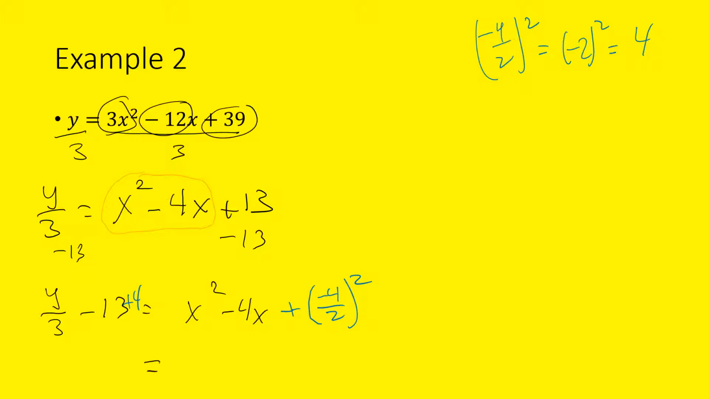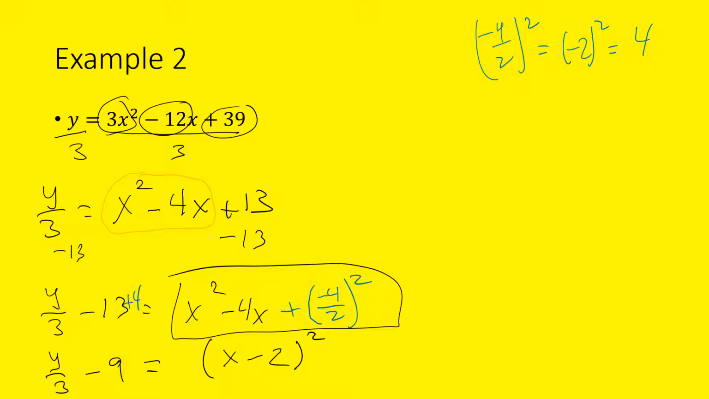So the left side now becomes y divided by 3 minus 9, because negative 13 plus 4 is a net result of negative 9. And on the right side, the quantity in the square will be x minus 2, that quantity being squared, and that'll give us this right here. So I'm running out of room, so I'm going to come up here and let me rewrite that. Y divided by 3 minus 9 is equal to the quantity x minus 2 squared.